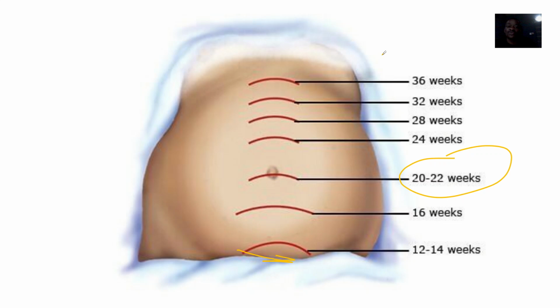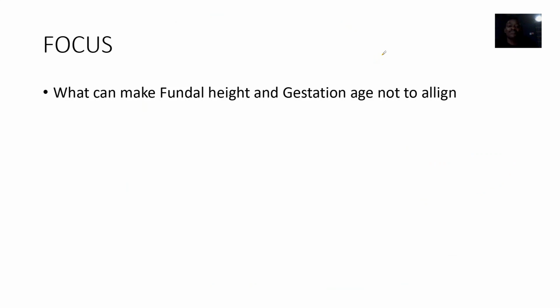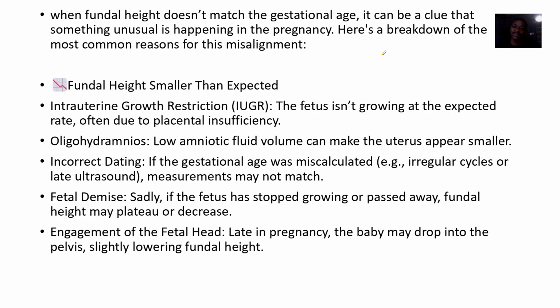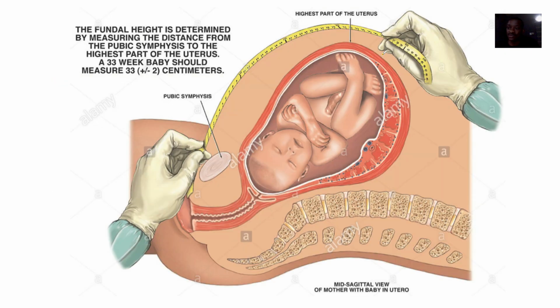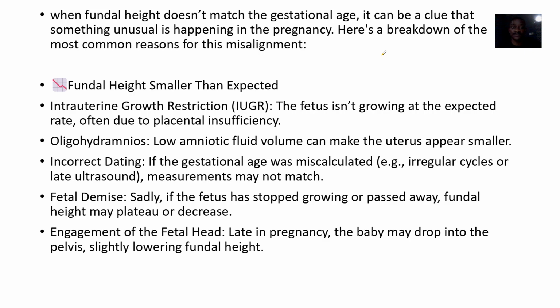So you are now trying to look at the limitations. What can make fundal height and gestation age not to align? So you are looking at the limitations, the disadvantages. Alright? So it's not always correct. For example, a woman has only one baby, it's accurate. What if this woman has two babies? Will it be accurate? It will not, because the stomach will get so big because of multiple gestations.